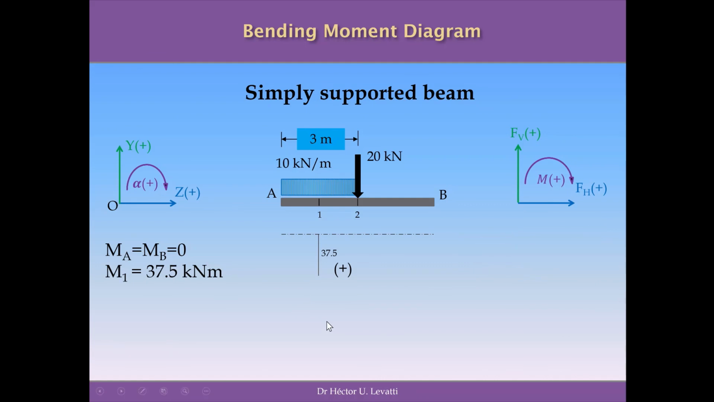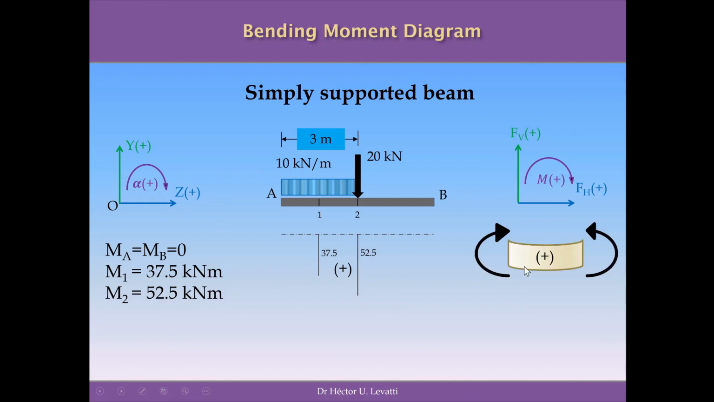The second calculation we did was the calculation of the moments at point 2, and point 2 we did to the left side of the structure and to the right side of the structure, and we found that the value is 52.5 kilonewton meters. And we are going to sketch it in the same way as before, because this moment is positive as well. It's positive again because it's a sagging bending moment that produces tension at the bottom and compression at the top of the beam.